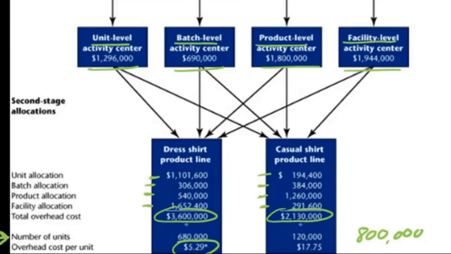But then if we take that overhead cost and divide it by the number of units produced, you can see that our overhead cost per unit for the dress shirts was $5.29, and for the casual shirts was $17.75. So per shirt, we are allocating a lot more overhead to the casual line.